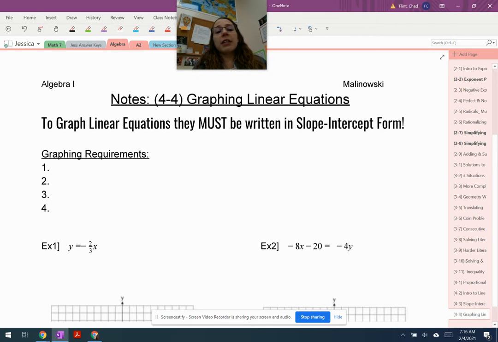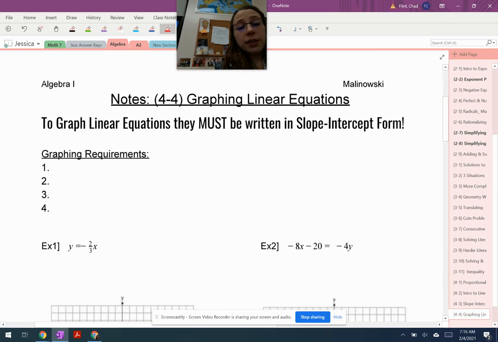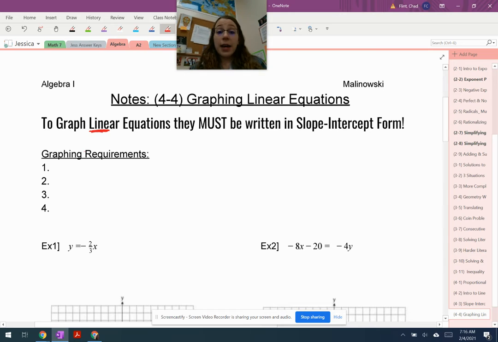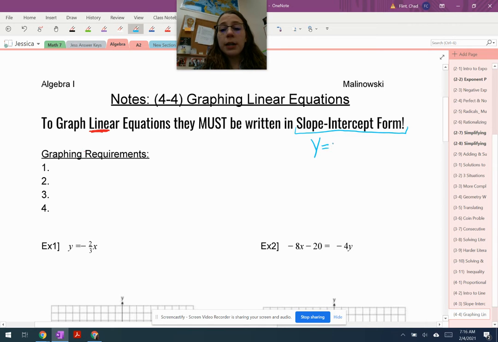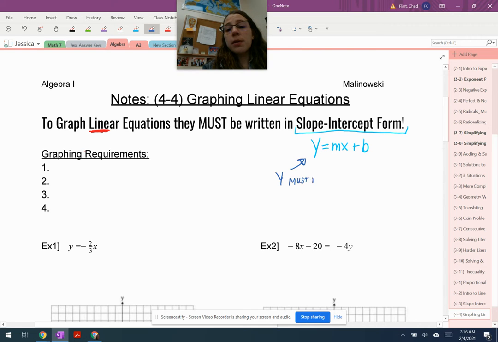So when you're graphing a linear equation, and again, just reminding yourself that a linear equation just simply means that it's going to look like a line, hence the word line right in linear. In order to do that, they have to be written in that slope-intercept form. And when I'm talking about that slope-intercept form, I'm talking about that y = mx + b equation. And in that equation, you need to make sure that the y must be isolated or solved for.